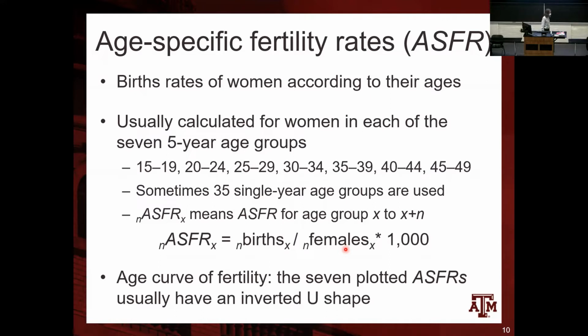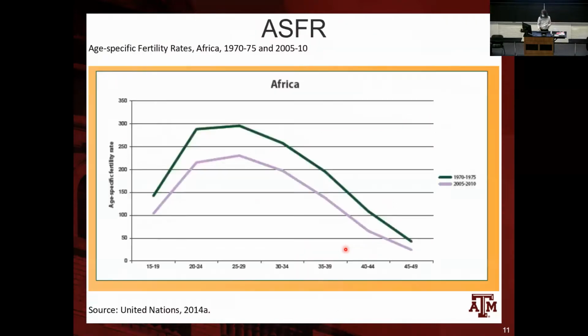Overall, the general trend of the age-specific fertility rates is to have an inverted U shape. So if you get the age-specific fertility rates and put in a graph, the horizontal axis, you have the age groups, the 7 age groups, and the vertical axis, the rate. The rate increases with age and then declines afterwards with age, right? So in an inverted U shape. This is an example, all right?